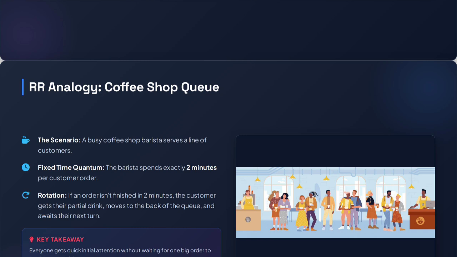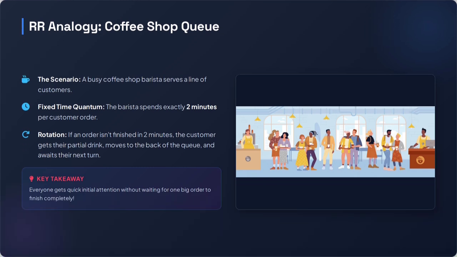In the round robin coffee scenario, a busy coffee shop barista serves a line of customers with a fixed time quantum, spending a maximum of 2 minutes per customer order. Is the topic clear?